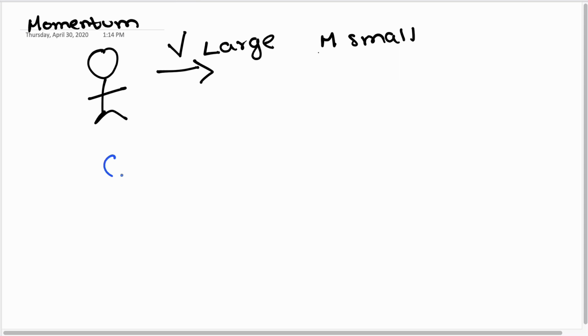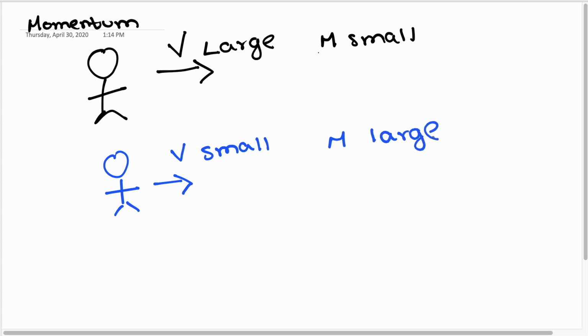And the second guy is running a little less quickly, so velocity is small, but his mass is large. So maybe he has a bigger body like that. And I'll draw his arms a little bit better. Oh, that was not better, but we'll go with it. My drawing skills are not great.